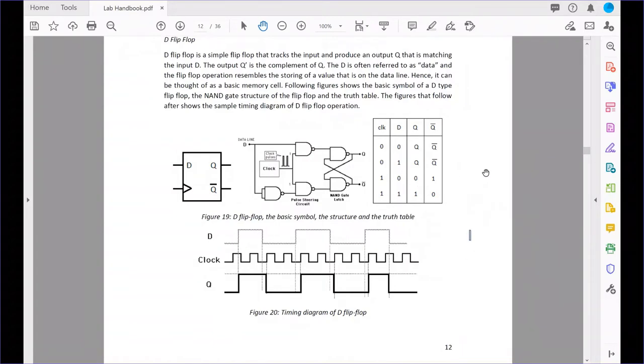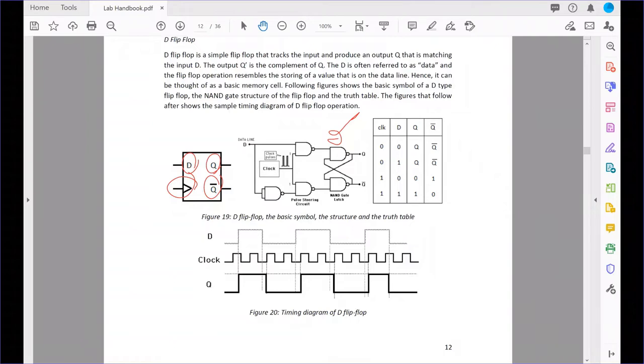So the D flip-flop is the same as your JK. It has two outputs, Q and Q bar, but in the input there's only one input, the D input, and this is the clock signal, and this is the circuitry of the D flip-flop. So the D flip-flop is a simple flip-flop. The output is always following your input whenever you have a clock signal.